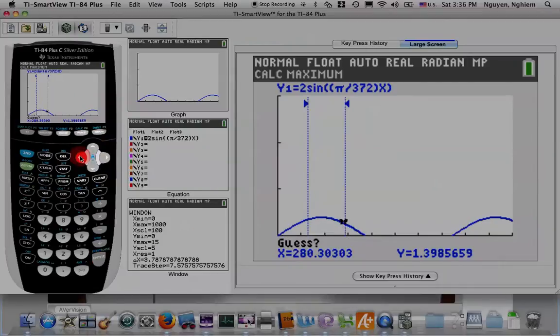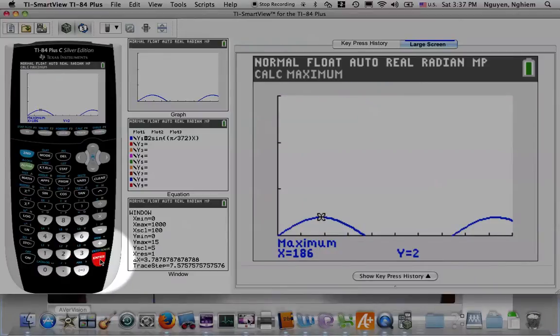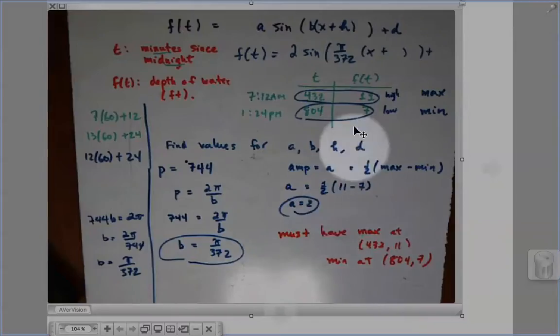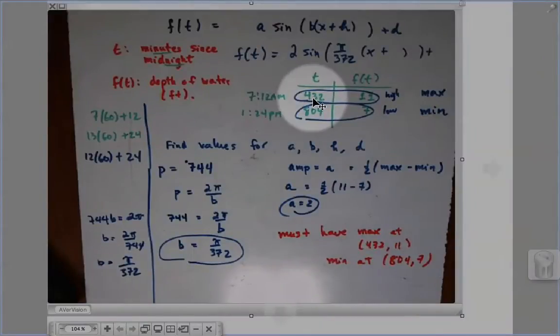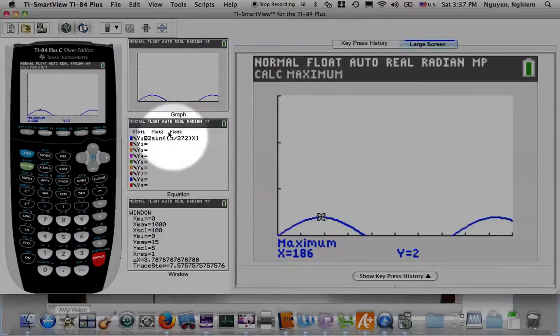And we'll guess the middle here. These are incrementing by 100, so we'll guess it's like 200. $186. And so we're going to have to really move this point around a little bit in order to get the maximum to be equal to 432.11. So this is 186 and 2, and we need it to be 432 and 11. Well, let's go back to this problem.